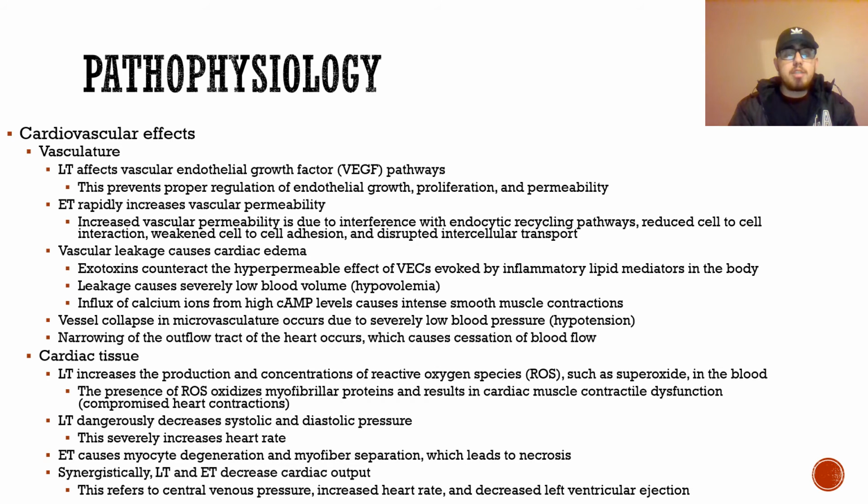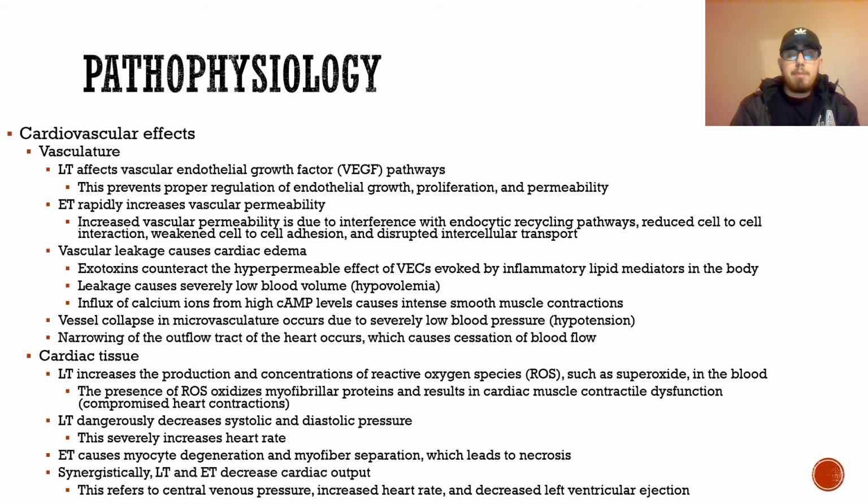Edema toxin rapidly increases vascular permeability, as said beforehand. It does this by interfering with endocytic recycling pathways, reducing cell-to-cell interaction, weakening cell-to-cell adhesion, and disrupting intercellular transport, or transcytosis. Vascular leakage causes cardiac edema. So when these toxins are able to permeate the vascular endothelial barrier, they will cause leakage. And this is what causes cardiac edema. This is what causes swelling of the cardiac tissues.